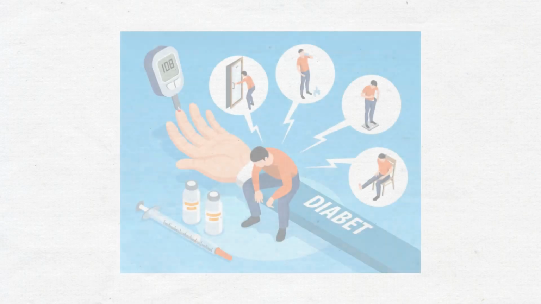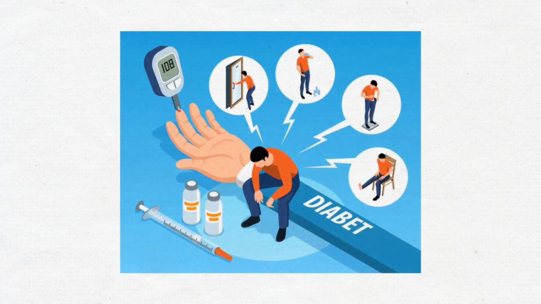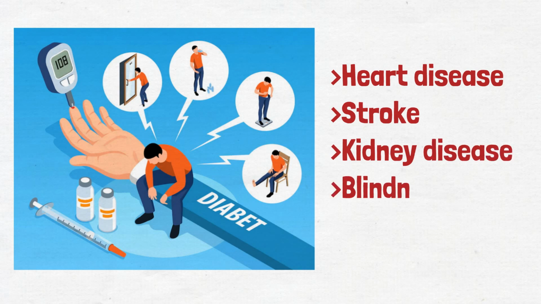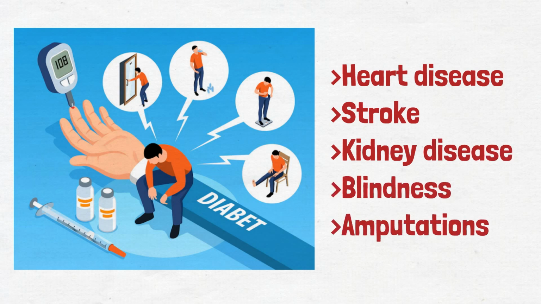Complications of diabetes can be serious and life-threatening. Over time, high blood glucose levels can damage the blood vessels and nerves, leading to complications such as heart disease, stroke, kidney disease, blindness, and amputations. People with diabetes are also at higher risk of developing infections and foot problems.